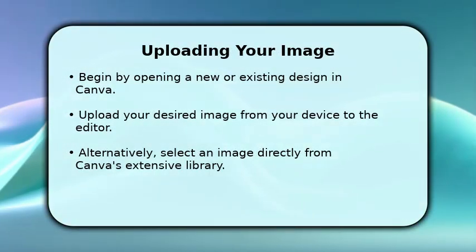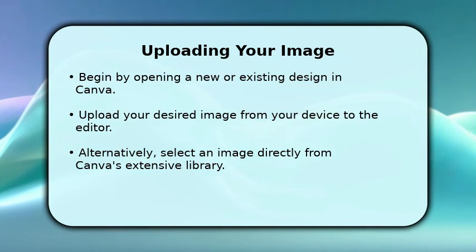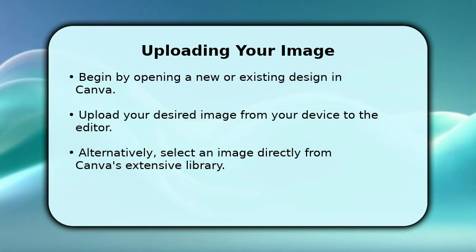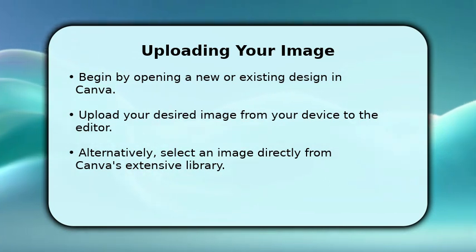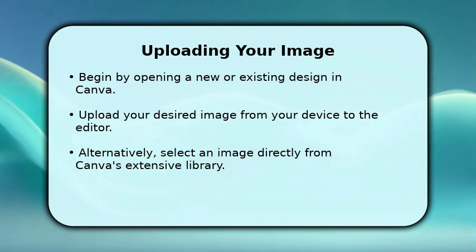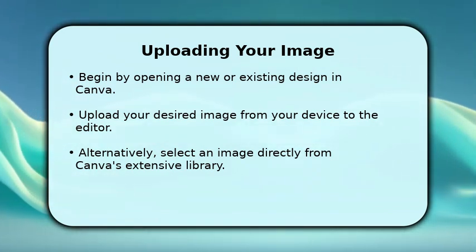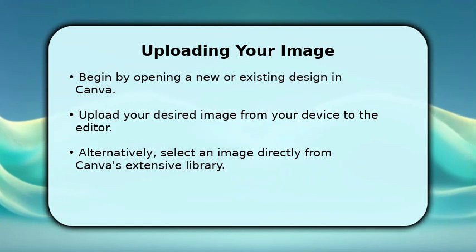Once you're in the Canva editor, the first step is to get your image onto the canvas. You can easily upload a photo from your computer or phone by dragging and dropping it, or by using the Uploads tab. If you're using one of Canva's stock photos, simply search for it and add it to your design. It's super straightforward to get started.